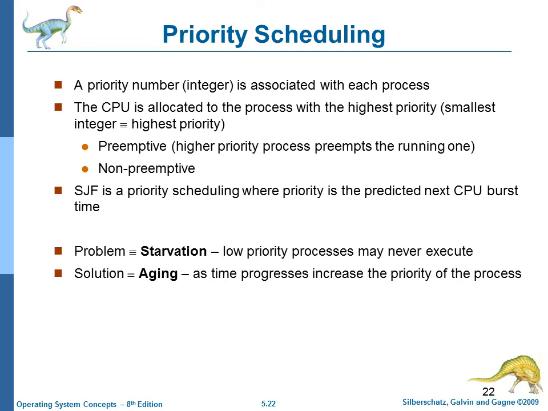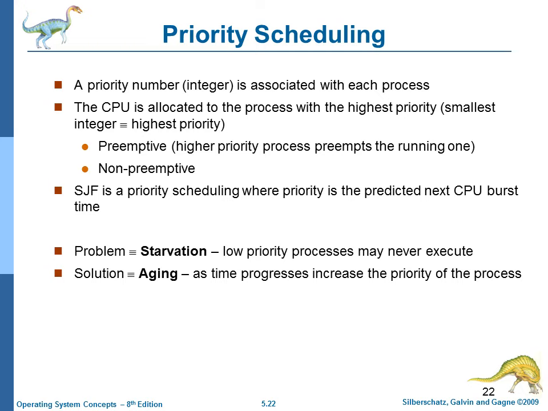Note that in practice, priorities are implemented using integers within a fixed range, but there is no agreed upon convention as to whether higher priorities use large numbers or small numbers. In this book, low numbers are used for high priorities. This means that 0 will be the highest possible priority.